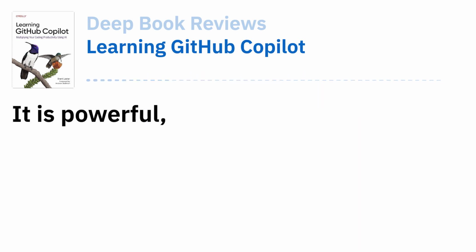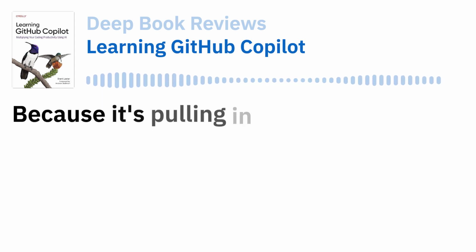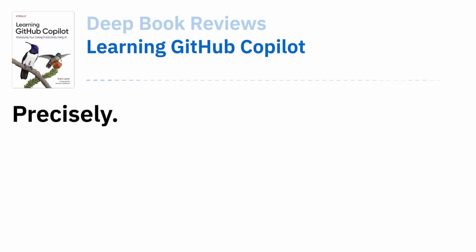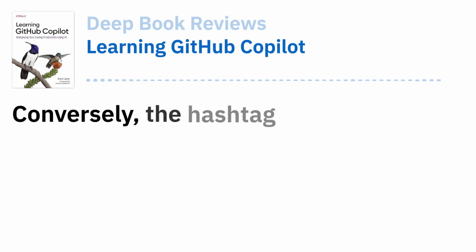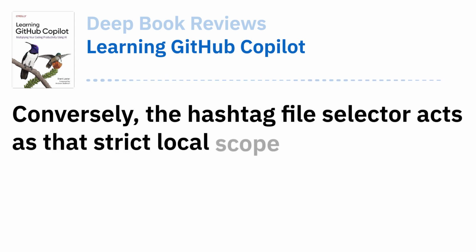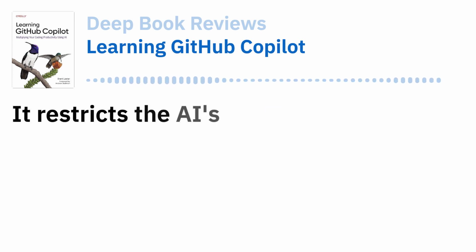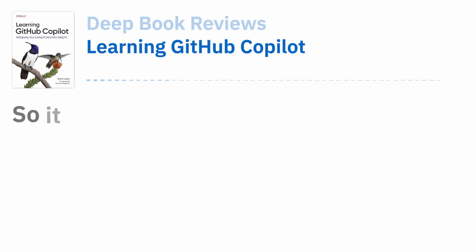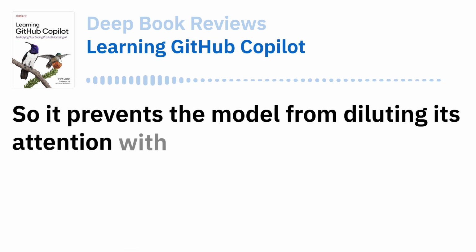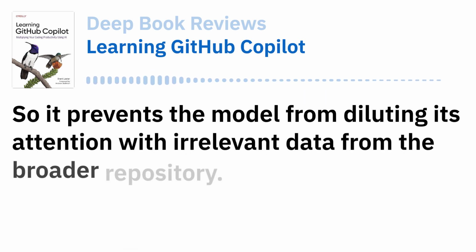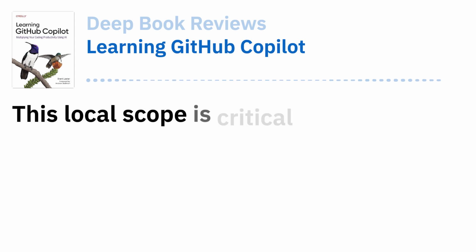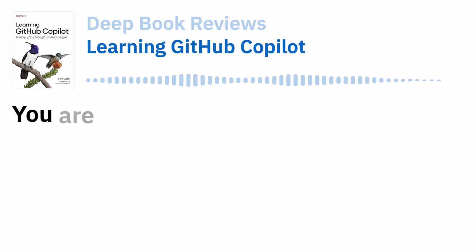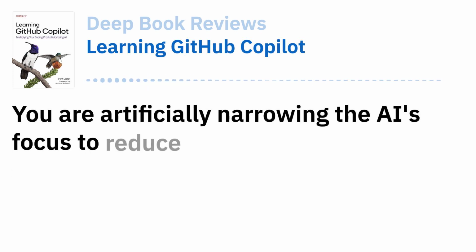Right. It is powerful, but it can be noisy. Because it's pulling in everything. I mean, it might grab a legacy file you haven't touched in 3 years. Precisely. Conversely, the #file selector acts as that strict local scope constraint. It restricts the AI's context window exclusively to the contents of the specified file or files. So it prevents the model from diluting its attention with irrelevant data from the broader repository. Exactly. This local scope is critical when you need precise modifications within a single structural component. You are artificially narrowing the AI's focus to reduce token noise.